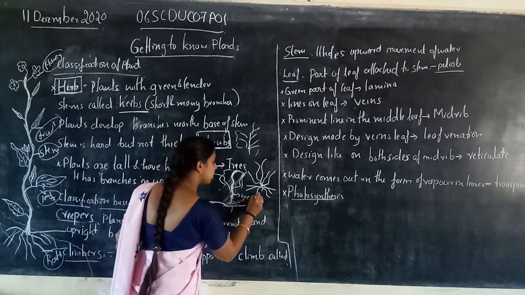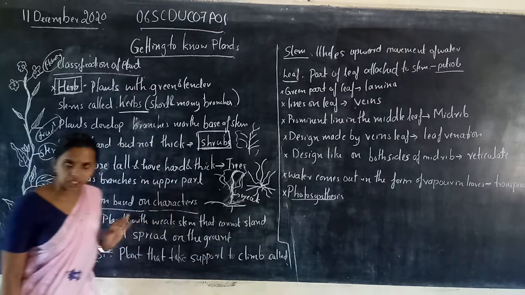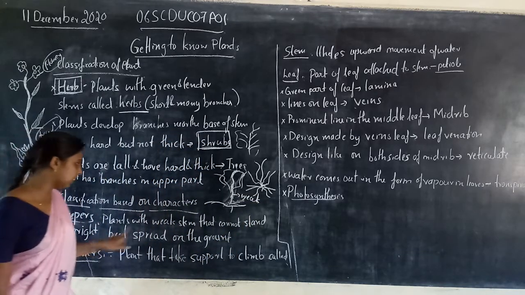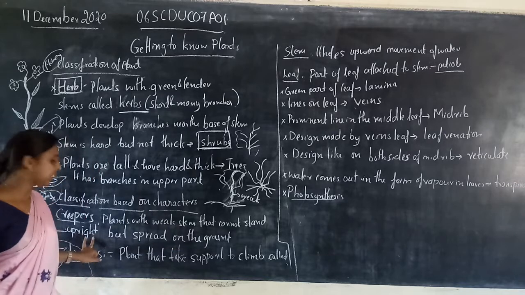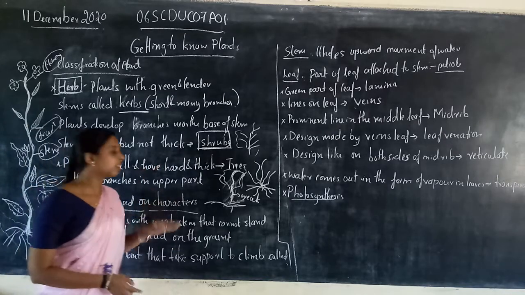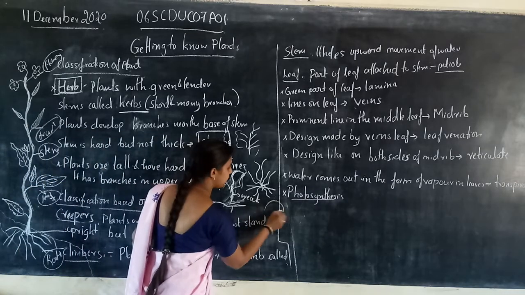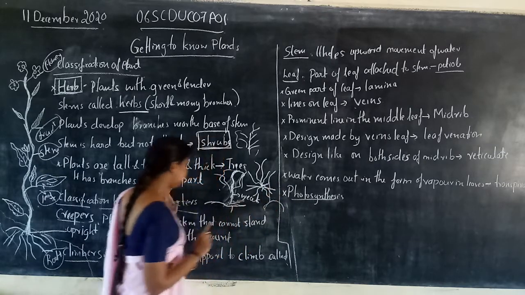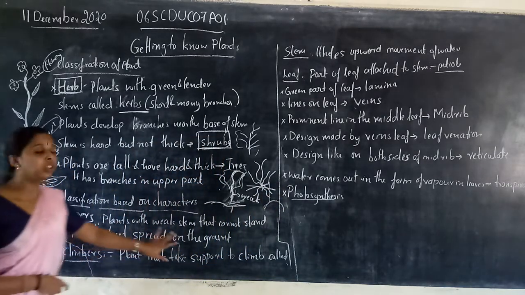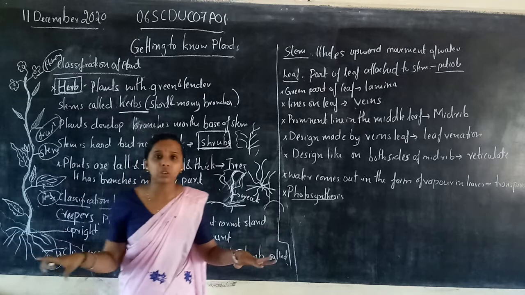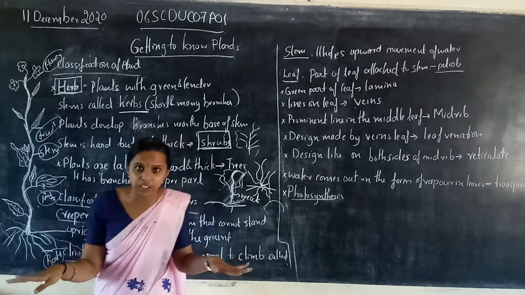These are very weak. They are very weak and cannot stand upright. They always bend. They cannot stand upright, but spread on the ground. They always spread on the ground.